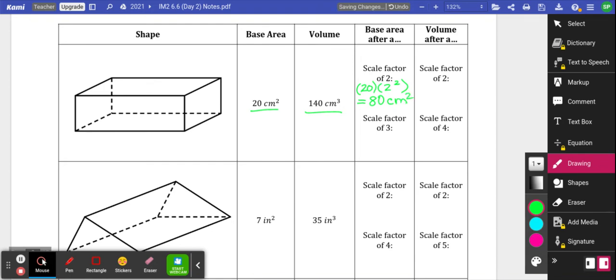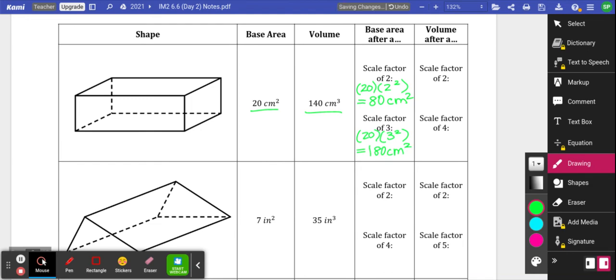Now let's just go right down below where it says scale factor of 3. So same idea. We start with our original area of 20 centimeters squared. And since our scale factor is now 3, it's going to be multiplying by 3 squared, because we're multiplying the length and the width both by 3 if it's a scale factor of 3. 3 squared being 9. 9 times 20 would give us 180 centimeters squared.